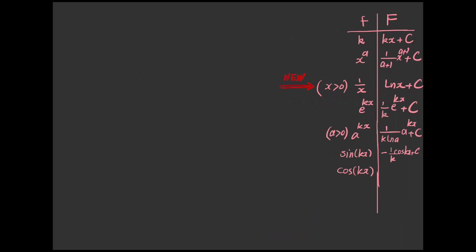It's minus 1 over k cosine kx plus c. Then I hope that you can also see what is happening here. What is that? 1 over k with positive sign, sine kx plus c.